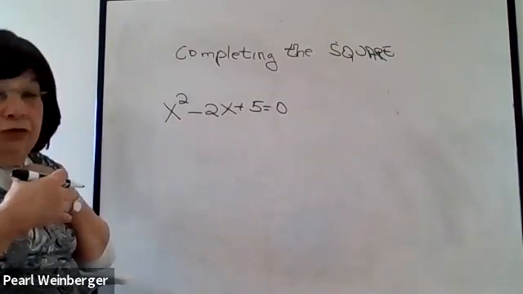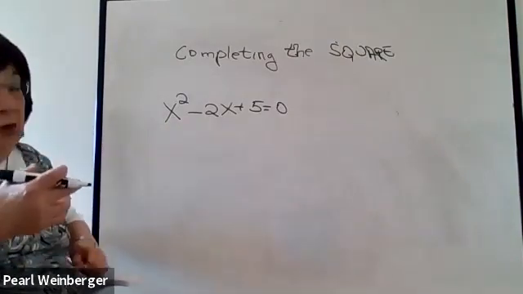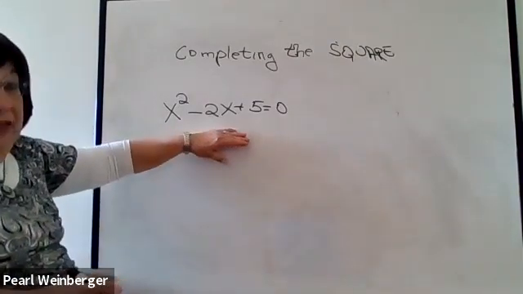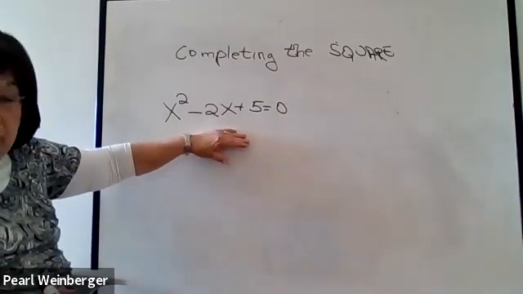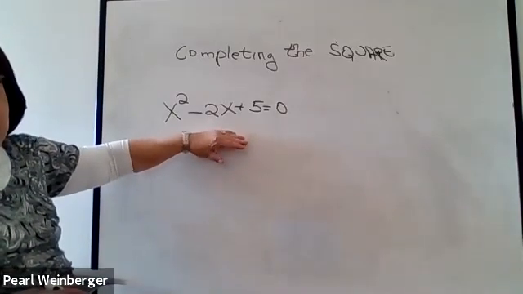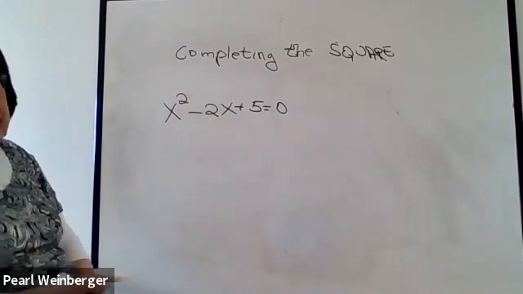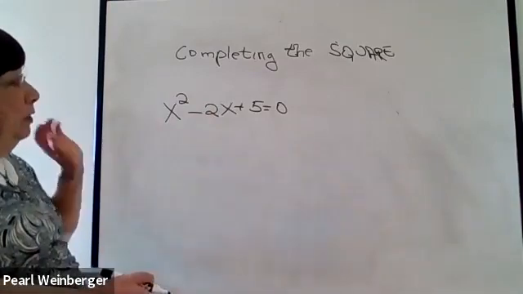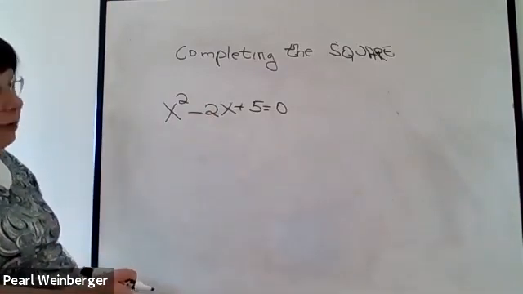And if you want to know the truth, I usually use the formula no matter what. But I think in the conditions where you can use the completing the square method, it actually is a little bit easier. In any case, how do we use that method?